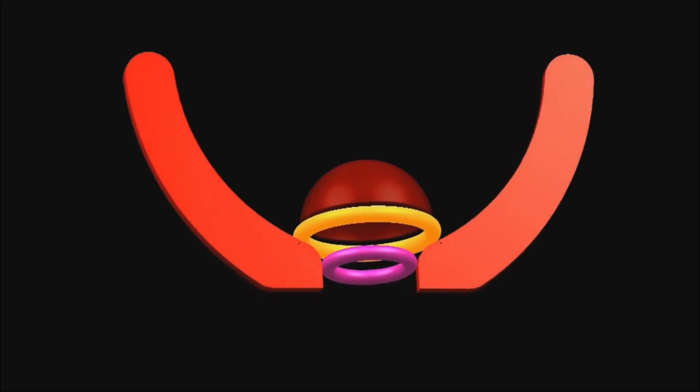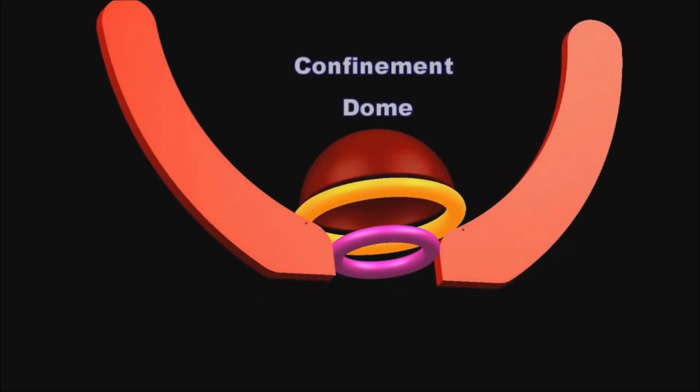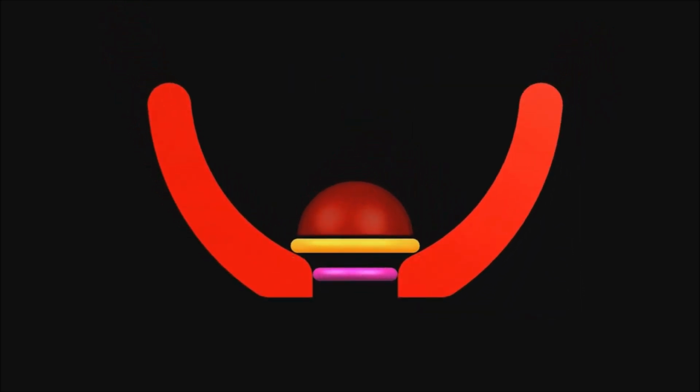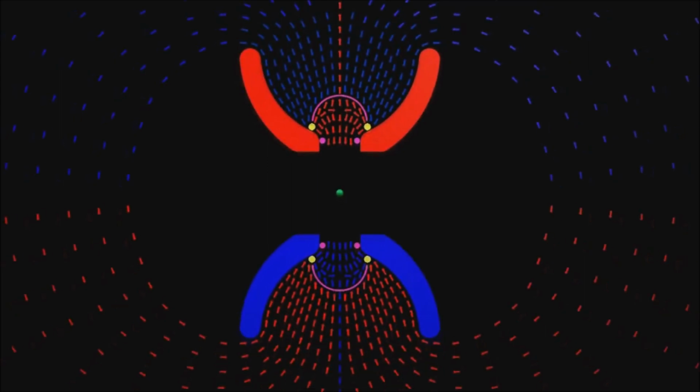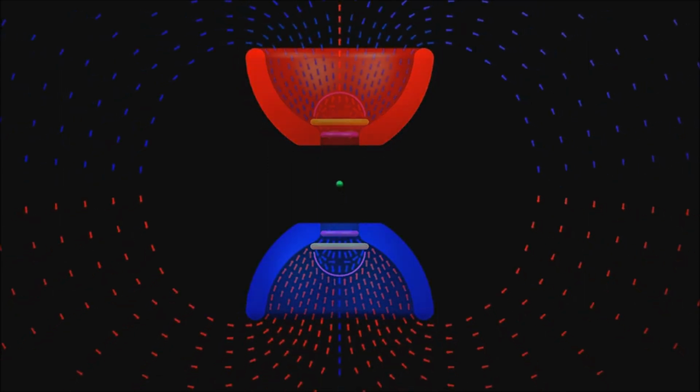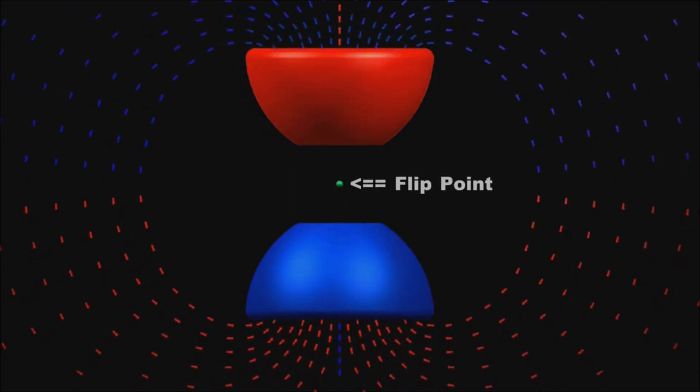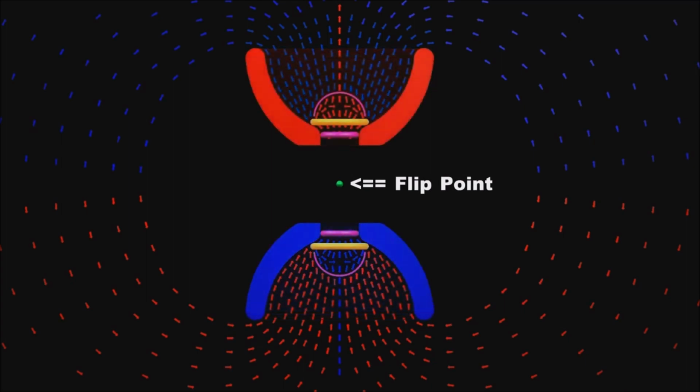So let's review the basic structure inside these bowl-shaped magnetic fields. The red bowl represents north magnetic orientation, and the blue bowl represents south magnetic orientation. The shape of the magnetic substructures within the red and blue bowls is identical, except they are of opposite magnetic orientation.